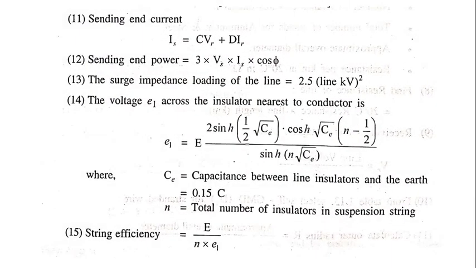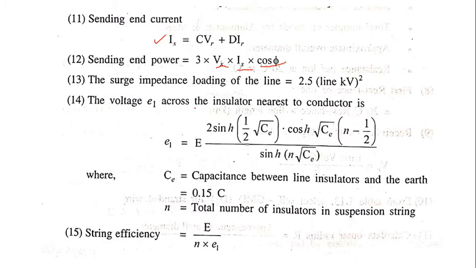Now the sending end current, we can also find from the ABCD parameter, that is Is is equal to C VR plus D IR, and the sending end power, that is 3 into Vs into Is into cos phi. Vs we already found from the ABCD parameter, and Is we also found from the ABCD parameter. So we can find the sending end power, and cos phi, that is the power factor at the sending end side. And the surge impedance loading of the line, we can find by 2.5 into line kV squared.